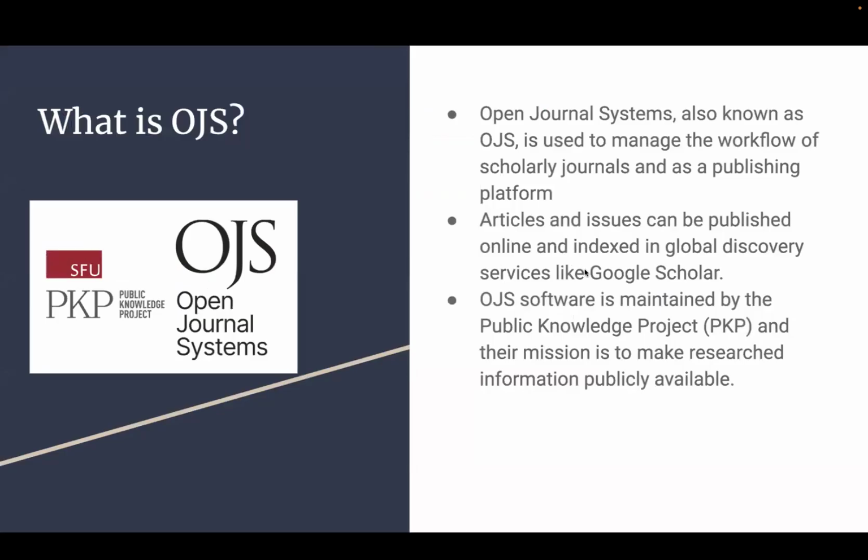So what is OJS? Open Journal Systems, also known as OJS, is used to manage the workflow of scholarly journals and as a publishing platform. Articles and issues can be published online and indexed in global discovery services like Google Scholar. OJS software is maintained by the Public Knowledge Project, and their mission is to make research information publicly available.